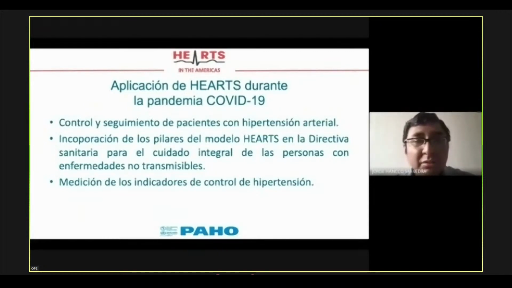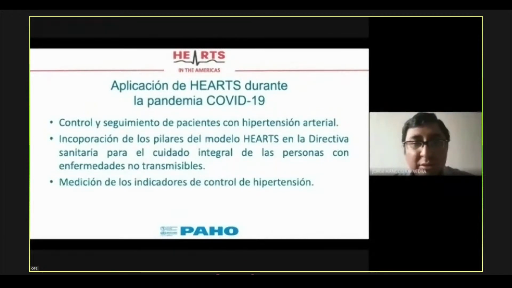We have been able to follow the situations in the different facilities so that we could evaluate the conditions of these facilities through interactions and point of care interventions. In June 2020, we approved health guidelines about the comprehensive care of people with non-communicable diseases, and hypertension was included there.